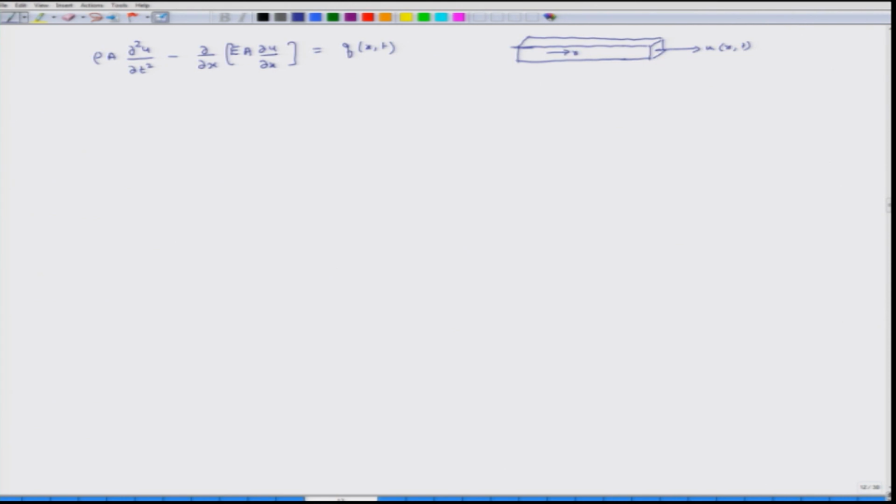In this case, we are assuming that rho is homogeneous, or it is the same on that particular small element of the bar. A is the area of cross section, E is the Young's modulus, and Q is the traction per unit length. So, its units are newtons per meter.